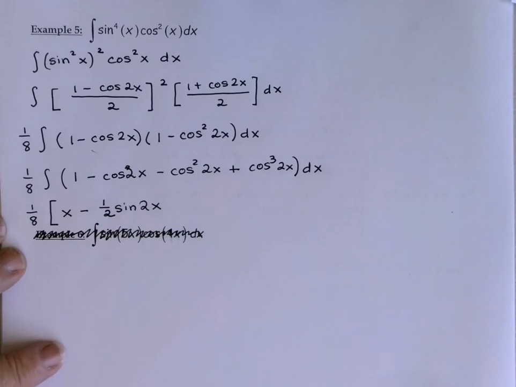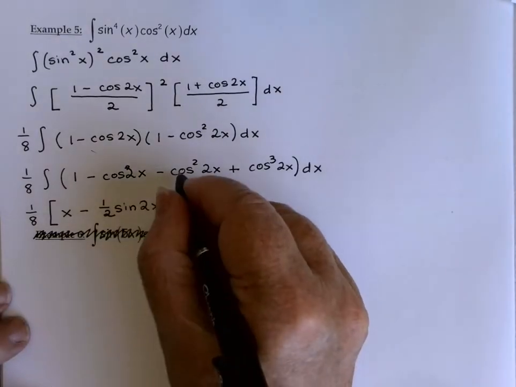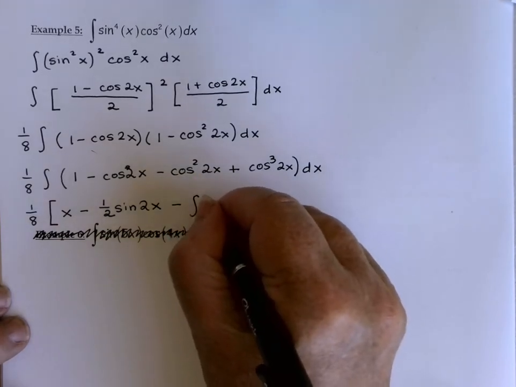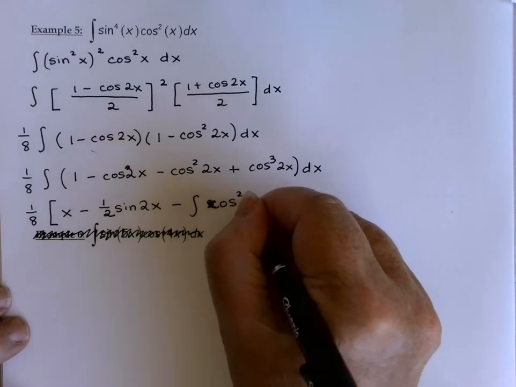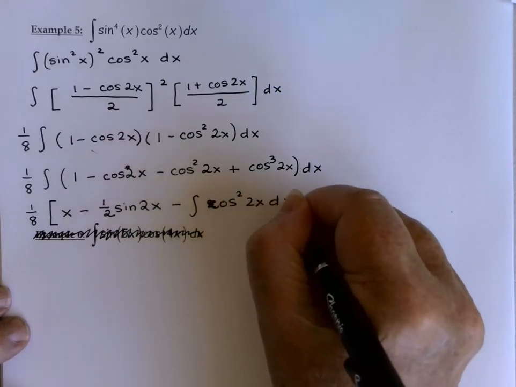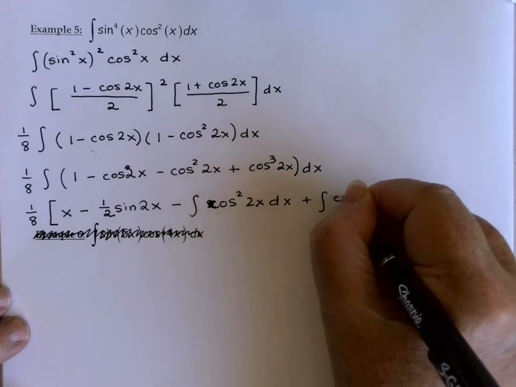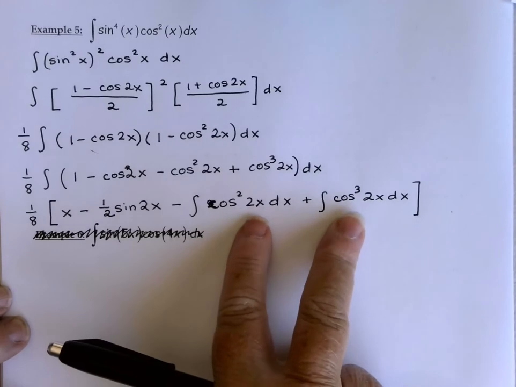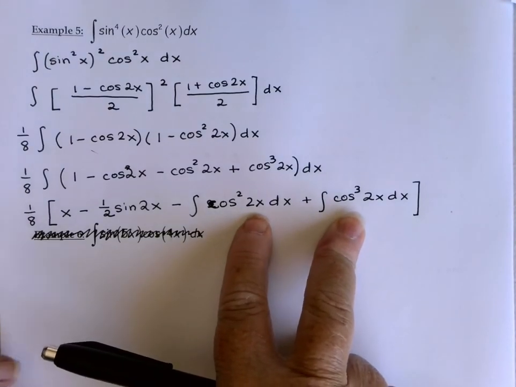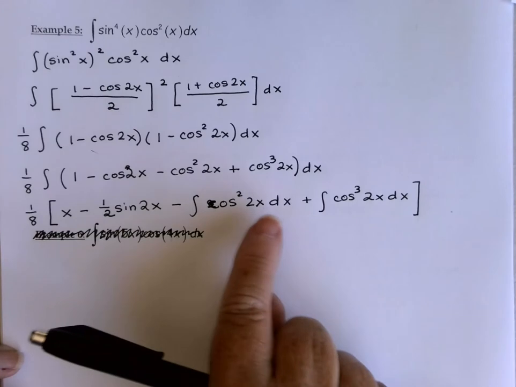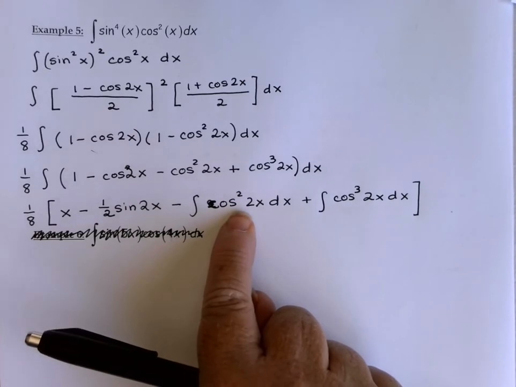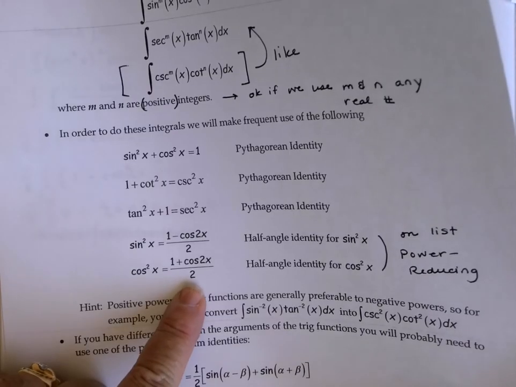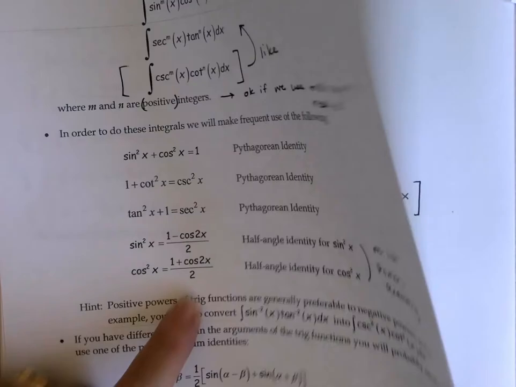So, got those first two terms done. Then I've got minus, and I'm not going to be able to do this integral yet, so I'm just going to write it out, minus the integral of cos squared 2x dx plus the integral of cos cubed 2x dx. So I've got two more integrals that I need to worry about or figure out. This one, because it's already a cosine squared, I could just go ahead and use this power reducing identity again. I can just replace it with a 1 plus cos 2x over 2.